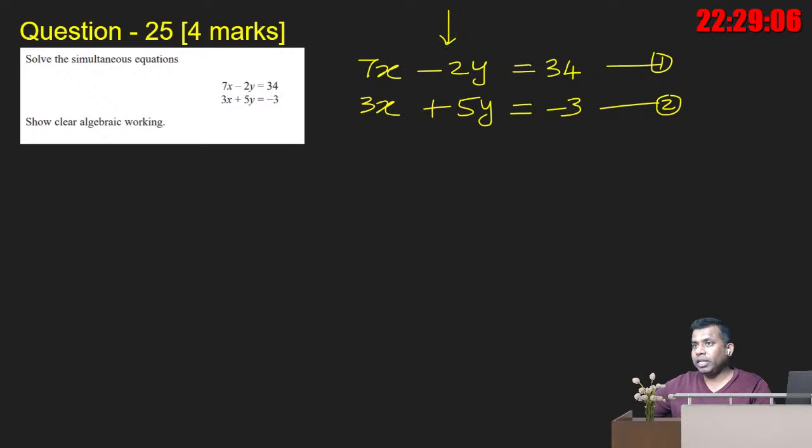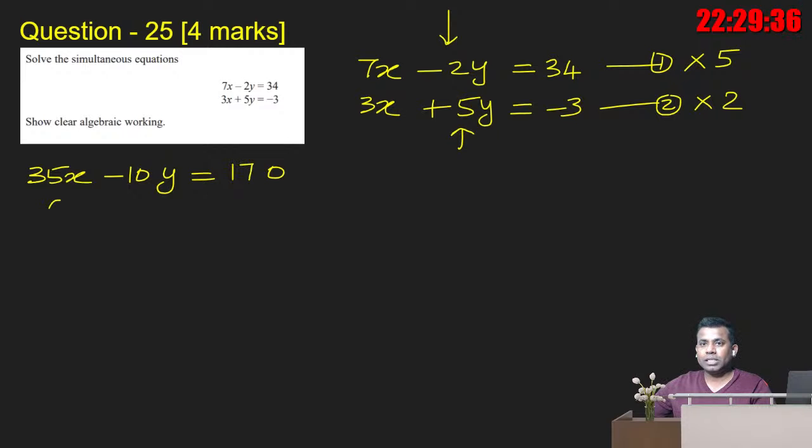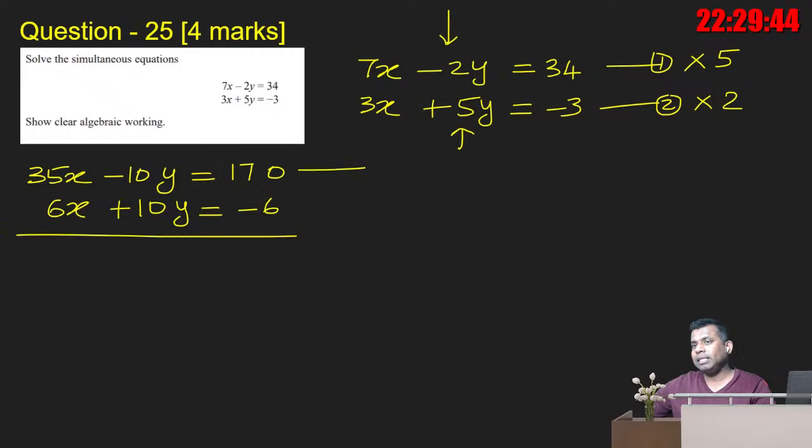So look, this coefficient is 2. Look, this coefficient is 5. So to make both coefficients 10, I'm going to multiply this by 5 and multiply this by 2. So what is going to happen? So 35x minus 10y, and 5 times 34 is 170, and multiplying by 2 gives 6x plus 10y equals minus 6. Now we can say this is my third equation and this is my fourth equation.